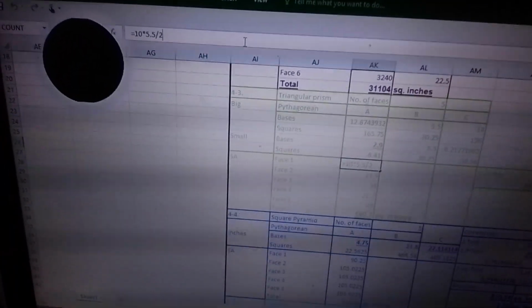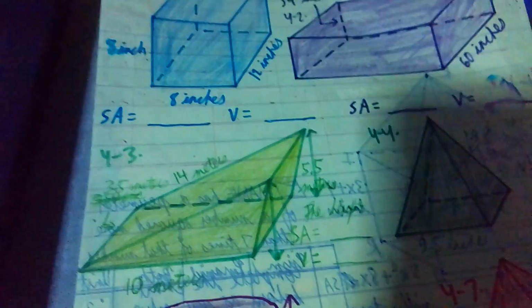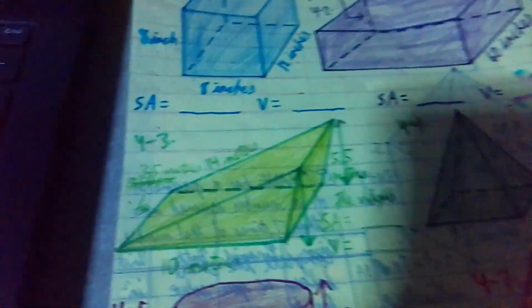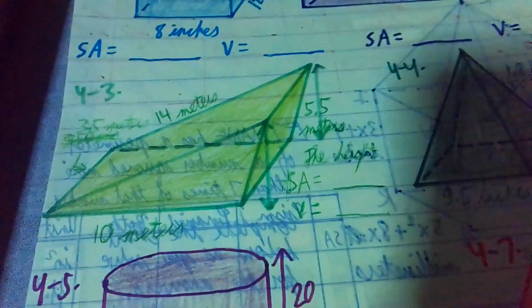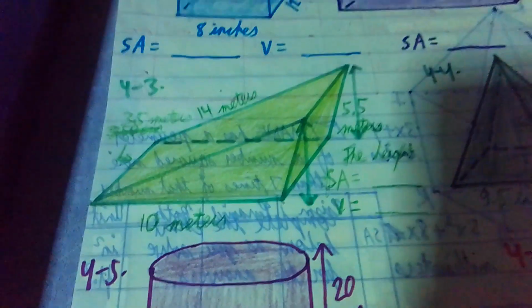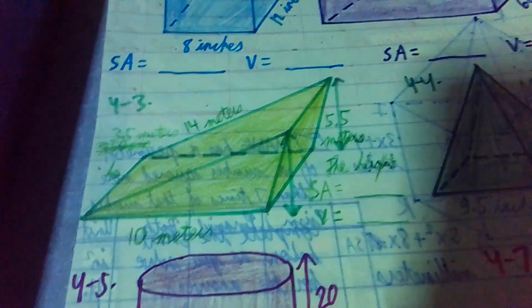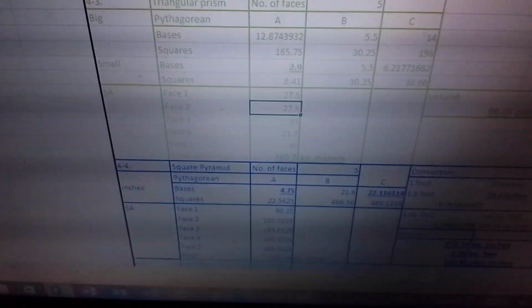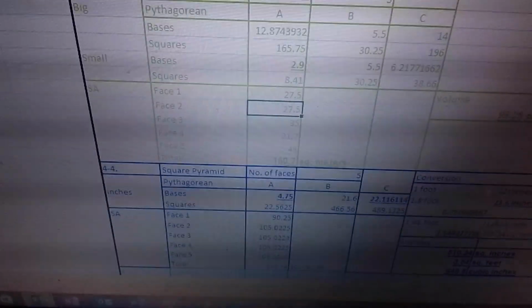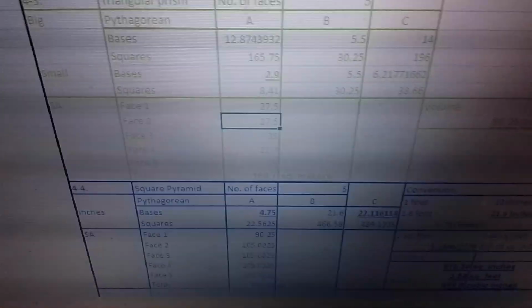So we know that there are 5 faces, so which face did I start off with first? What I did was 10 times 5.5 divided by 2, because that's the triangle. Remember that the area of a triangle is always base times the height divided by 2. So 10 times 5.5 divided by 2, and we should get 27.5. We also get the same answer, 27.5, because there are 2 faces that are congruent.